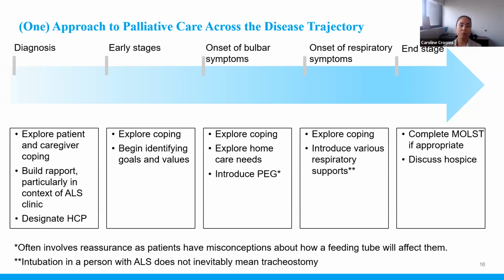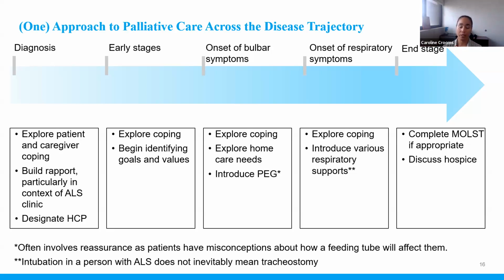And then in the early stages, really more exploring coping. I might start talking about goals and values, but not tying it to any medical decisions. Maybe it's exploring what their information preferences are. Are they someone who wants to plan ahead? Or are they somebody who's like, let's talk about it, cross that bridge when we come to it? And then just sort of getting a sense of what's important to them, what brings them joy, what contributes to quality of life. So just so that we as a team know what's going on with them.